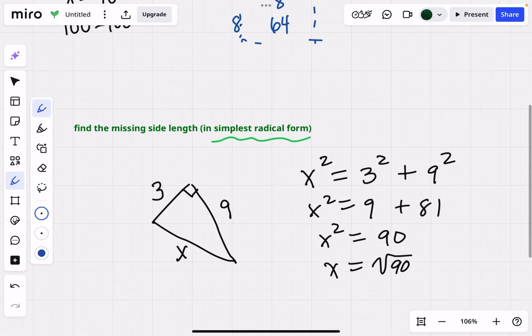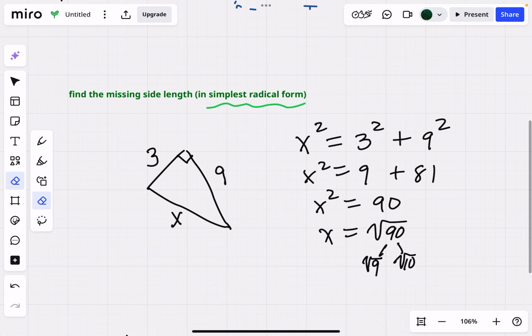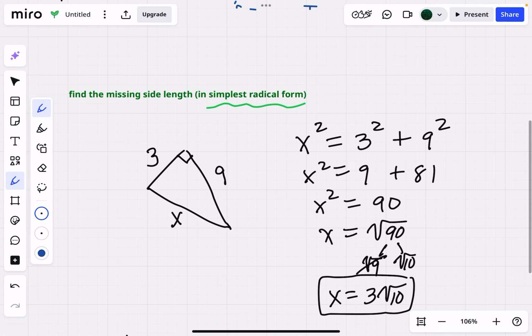Now, they said simplest radical form, which means we actually have to break this down. Square root of 90 will break down into the square root of 9 times the square root of 10. The square root of 9 is 3. And so we have x, the missing side length x is equal to 3 square root 10 because the square root of 9 is 3. And that's it. This is simplest radical form, and it is the missing side length.